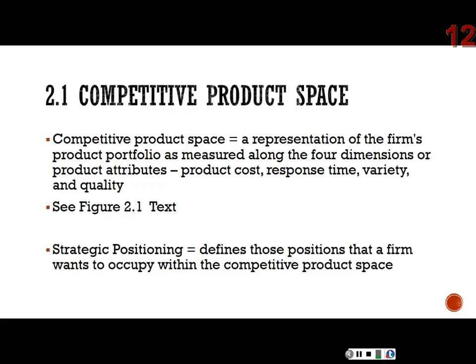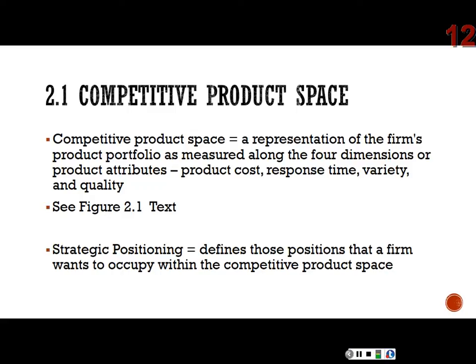So the first step to answer the question is to understand where a firm is competing in its competitive product space. So what are you competing on? Are you competing on product cost? Are you competing on response time? Are you competing on variety? Or are you competing on quality? You have to make a strategic decision and say, this is what we're going to do best, in order to be clear across your organization about what you're trying to accomplish.